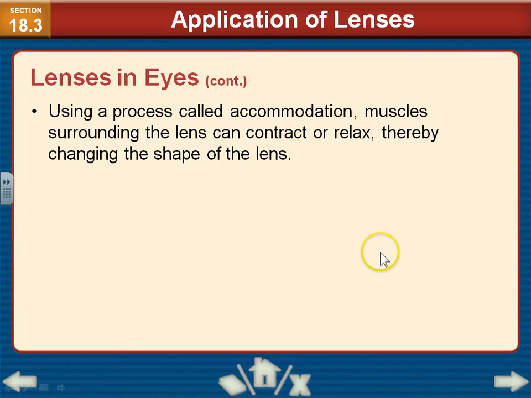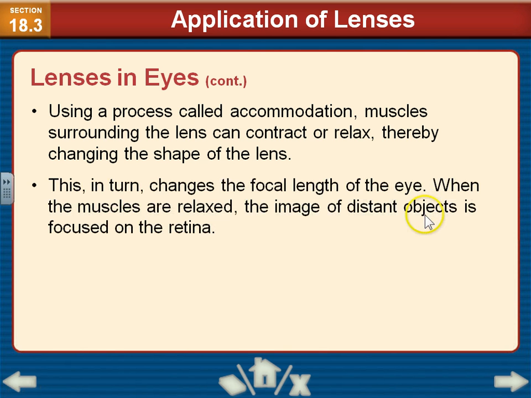Using a process called accommodation, the muscles around the lens actually pull the lens and stretch it. It changes the shape of the lens just a little bit. You don't really think about it. Your eyes just normally do that automatically. So this is going to focus the eyes.